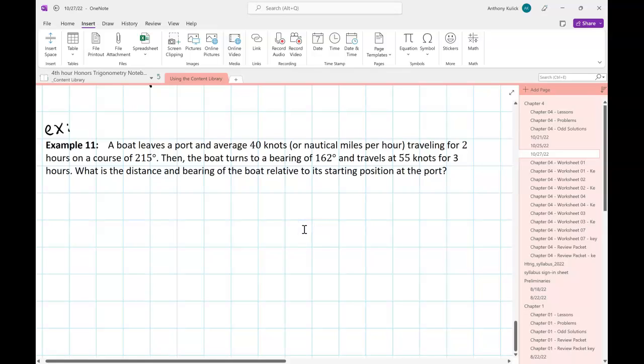Okay, so this says a boat leaves a port and averages, I should probably say averages, 40 knots. That is, 40 knots is nautical miles per hour, traveling for 2 hours on a course of 215 degrees. Then the boat turns to a bearing of 162 degrees and travels at 55 knots for 3 hours. What is the distance and bearing of the boat relative to its starting position at the port?